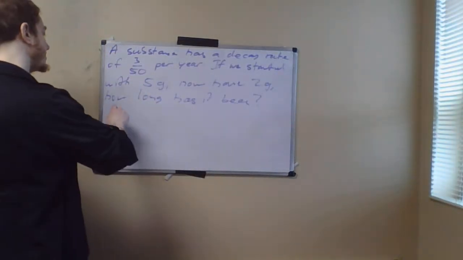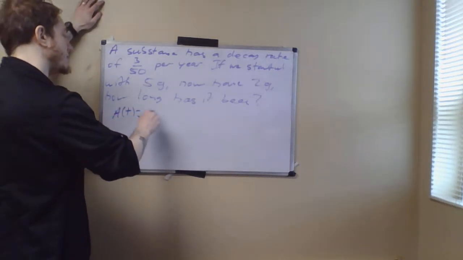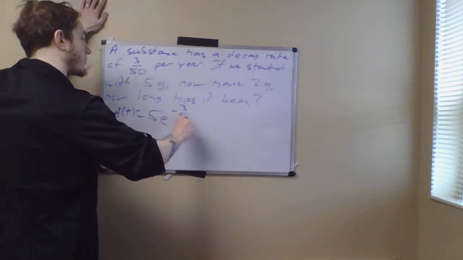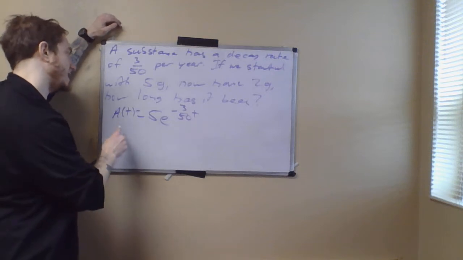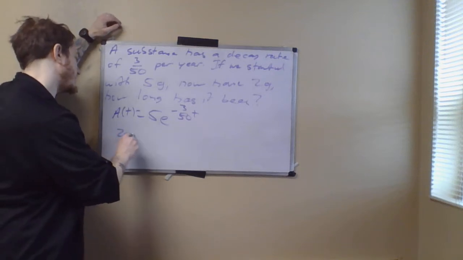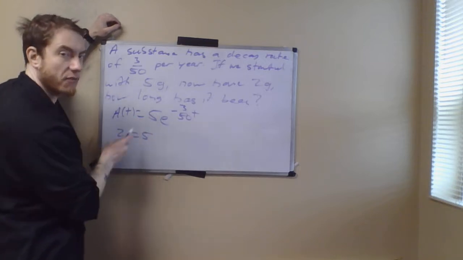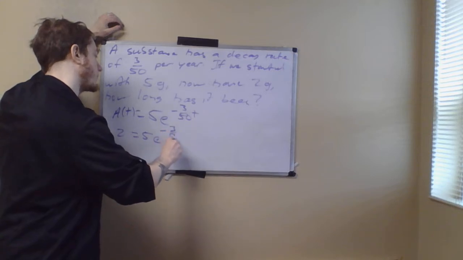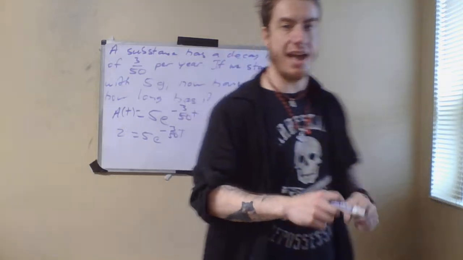Well, the thing is that the amount that you have after a time t is going to be the initial amount times e to the minus 3 over 50 times t. So what we have now is that 2 grams is equal to, let's just write 2, we'll leave off the units for now, equals 5 grams times e to the minus 3 over 50t. Now, pause this for a moment and see if you can solve that and what you get.